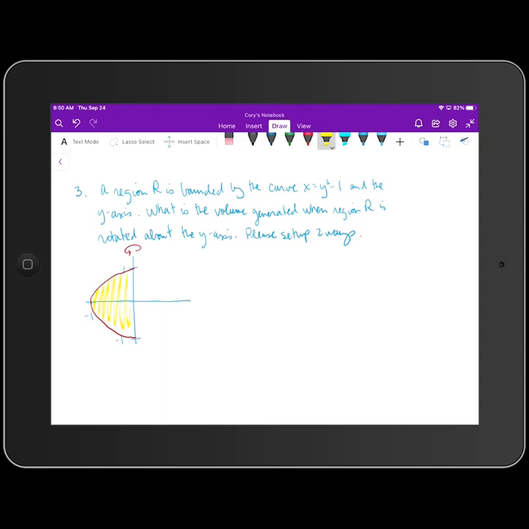Now, there are 2 ways for us to set this up. The first way is, for me, I'm going to use cylindrical shells. So when I do this with cylindrical shells, I'm going to draw my thin strip parallel to the line that we are rotating about. So that right there is my thin strip. Now, the thickness of that thin strip is a change in the x direction. So what that means is I have to get my function, as well as my limits of integration, written in terms of x values.